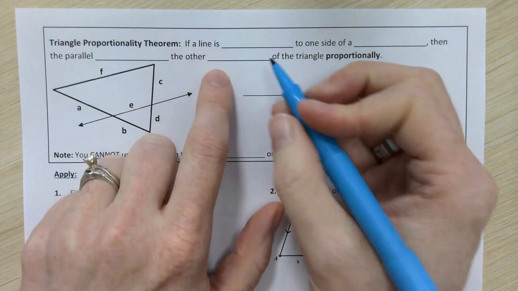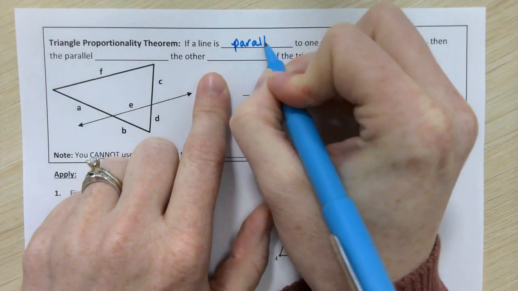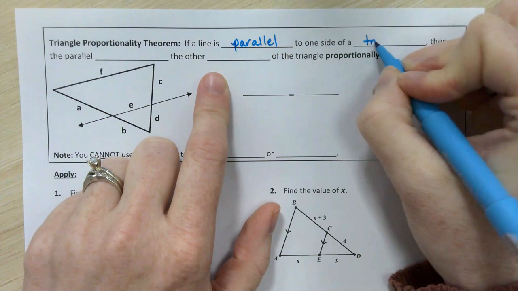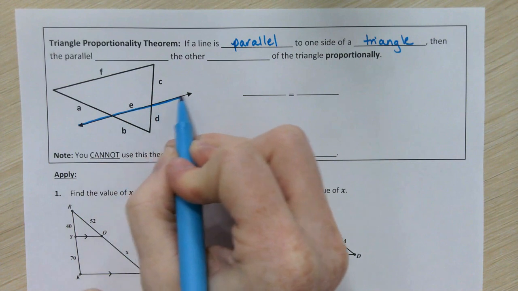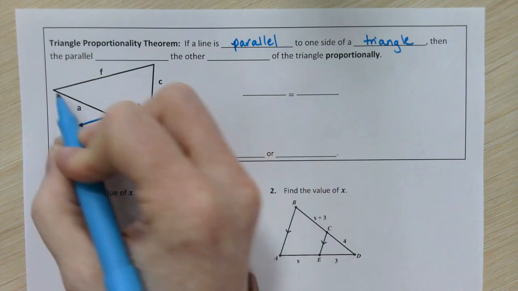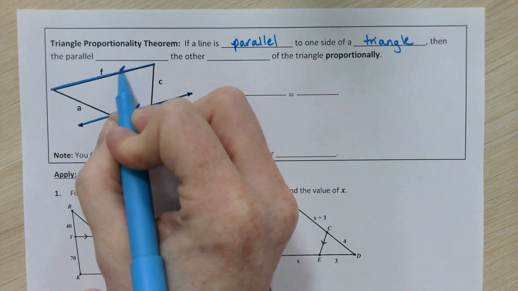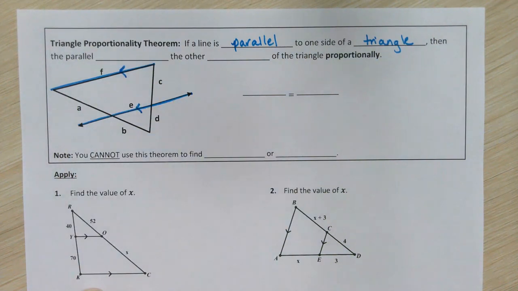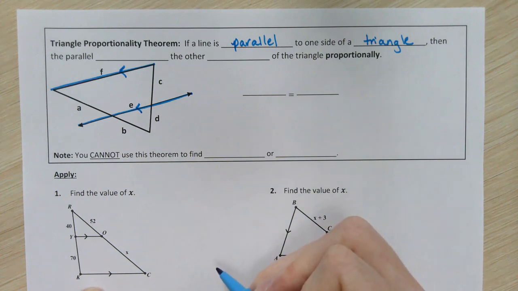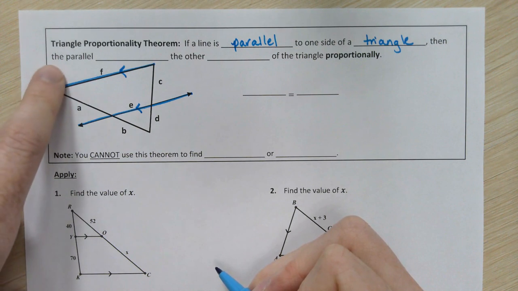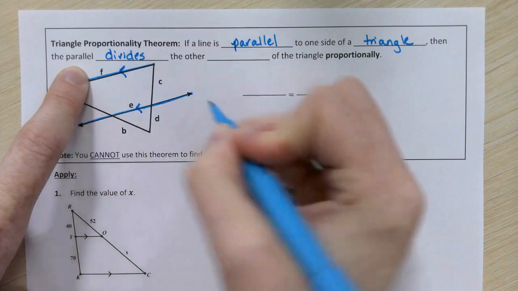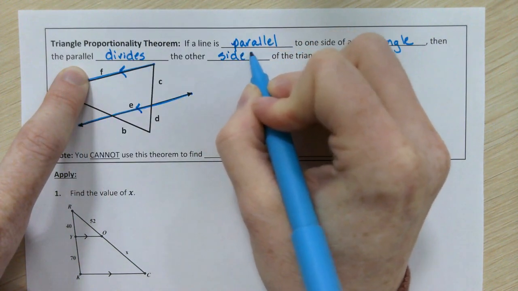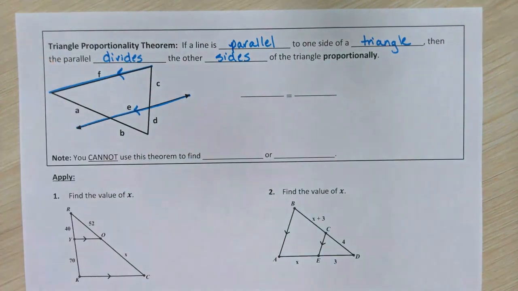So this says if a line is parallel to one side of a triangle. So in this picture, if this line right here is parallel to this side of the triangle, then something additional happens in terms of our similarity and the things that we can do to solve problems. What happens is that that parallel divides the other sides of the triangle proportionally.